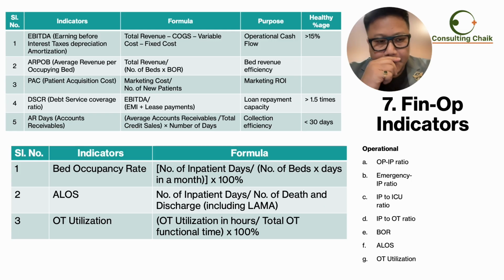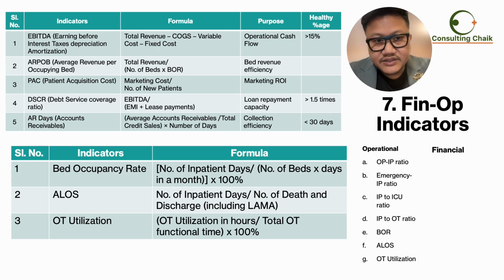Then you need to track your OT utilization. So OT utilization in hours is the numerator, and in the denominator you have total OT functional time. There are certain OTs which are available 24 hours. In many hospitals, smaller hospitals, or even big hospitals, they don't function the OT 24 hours. They have 2 shifts, and only in case of emergency the OTs are open. OT utilization in hours divided by total OT functional time multiplied by 100%. So that is your OT utilization rate.